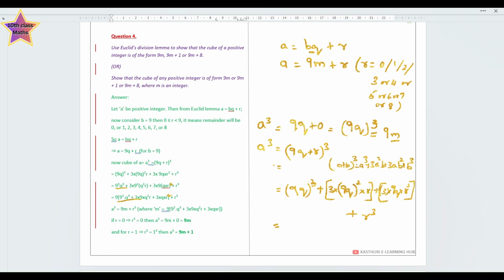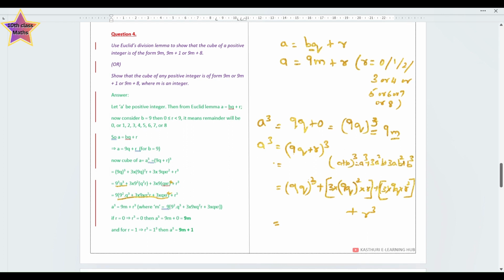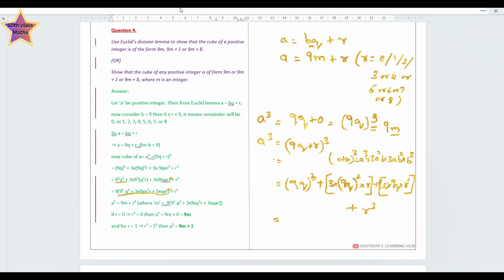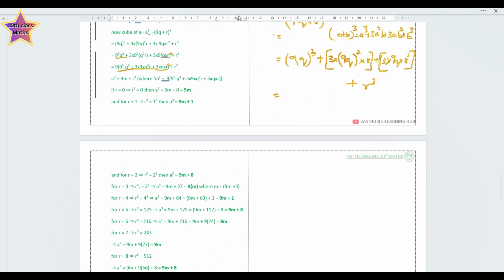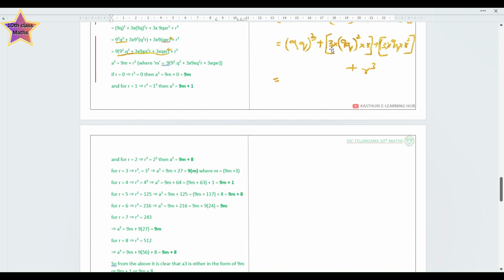Well, that 9m is this whole thing. They are taking it as m. Okay, it can be any variable. So a cube equals 9 into something plus r cube. It is the remainder cube, where m is this one. Okay, so if we go ahead, this is our general formula. So what we have to conclude here is, if r equal to 0, what is the one? Our formula is a cube equals 9m plus r cube. If r equal to 0, this will give us 9m plus 0 cube, which is nothing but 9m.